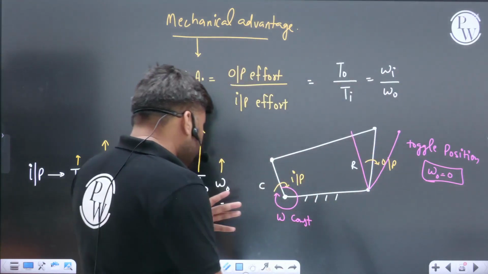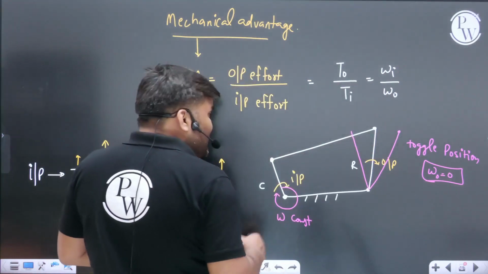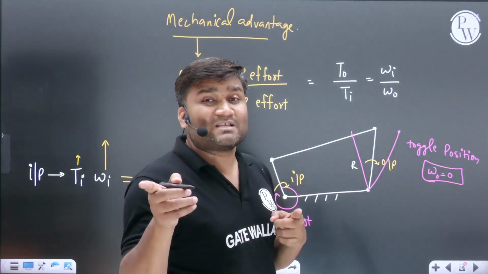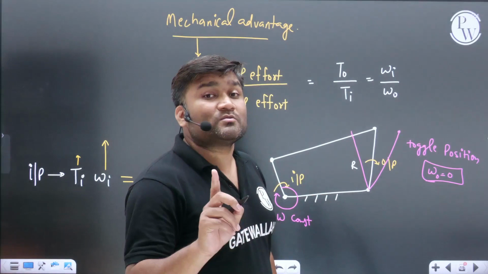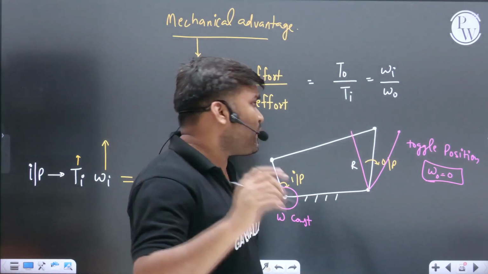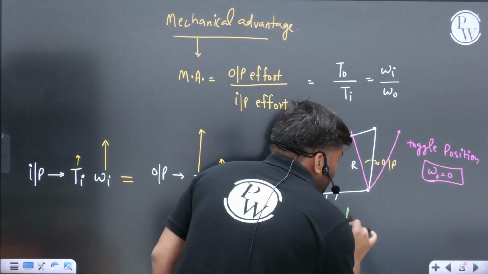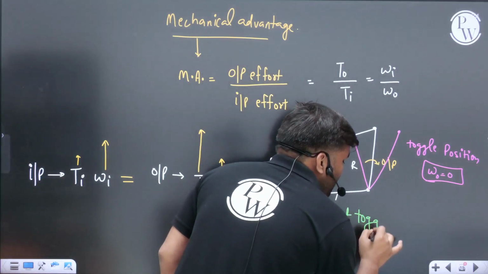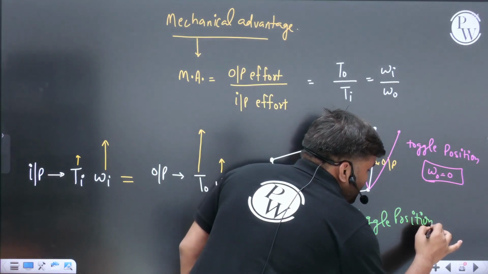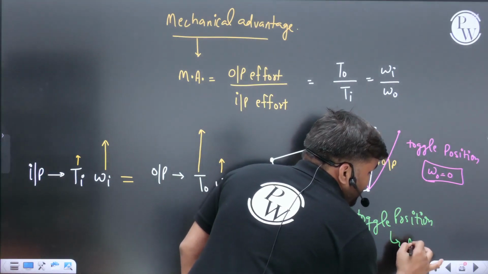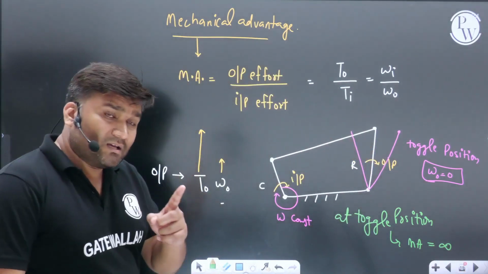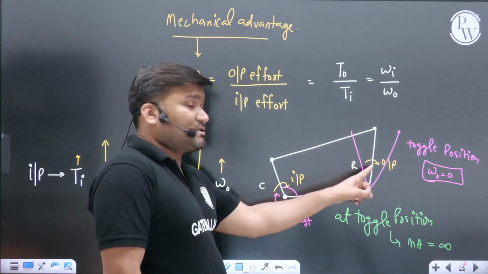And that's what they have asked multiple times in examinations: at toggle position what is going to be the mechanical advantage. Mechanical advantage at toggle position becomes infinity. Getting the point? At toggle position mechanical advantage will become infinity. But keep in mind, input is this, output is this.